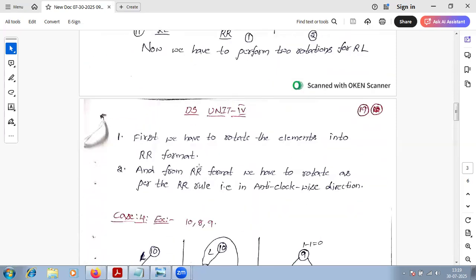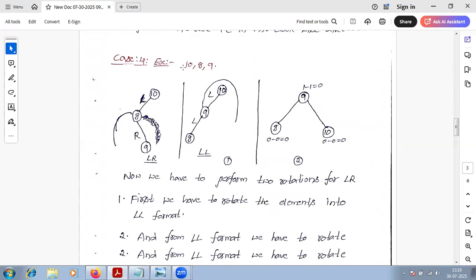Next, one more case is there. Case 4. See, again, we have taken 3 elements, 10, 8, 9. First, construct a binary search tree. 10 is the root node, 8 is less than the root node, place it to the left side. 9: compare with the root node, it is less than 10, and compared with 8, it is greater than 8. Place it to the right side.